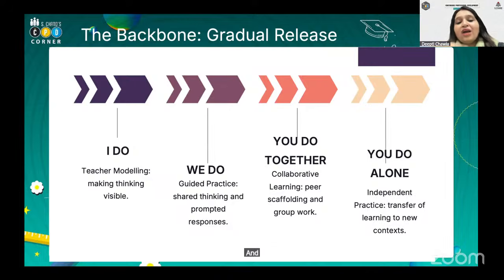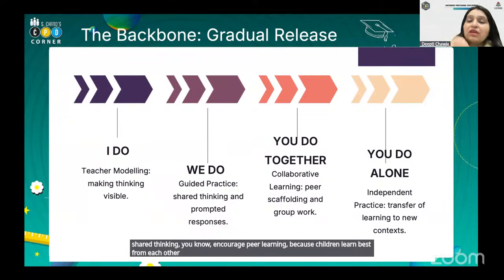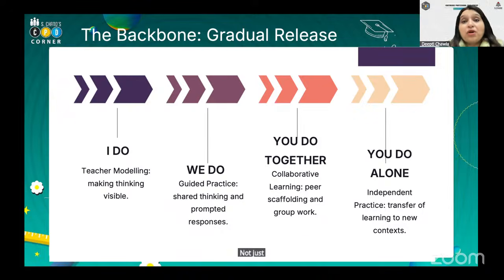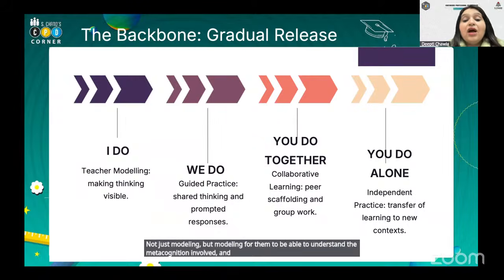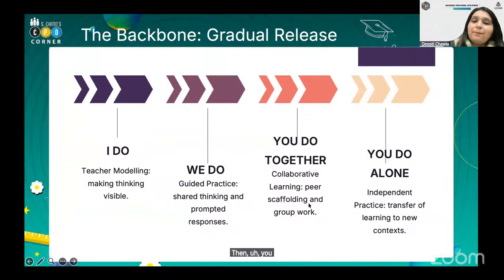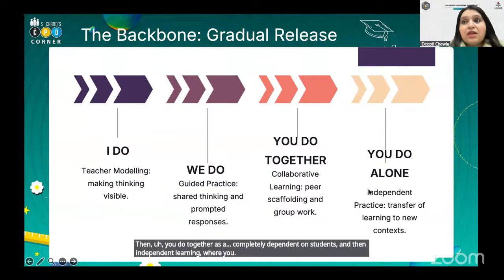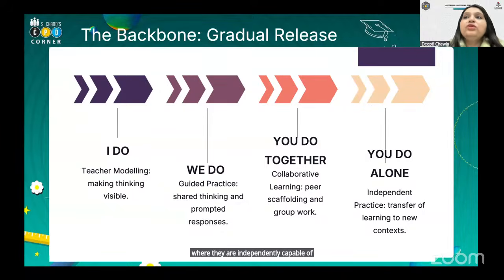And then moving on from I do to we do, where you do a lot of guided practice, shared thinking, and encourage peer learning, because children learn best from each other. That kind of scaffolding is extremely important. So I do is where you are modeling, not just modeling, but modeling for them to be able to understand the metacognition involved. And we do, where they are doing with the help of each other, and you're also prompting. Then you do together, which is completely dependent on students. And then independent learning, where they are independently capable of transferring learning to different contexts.